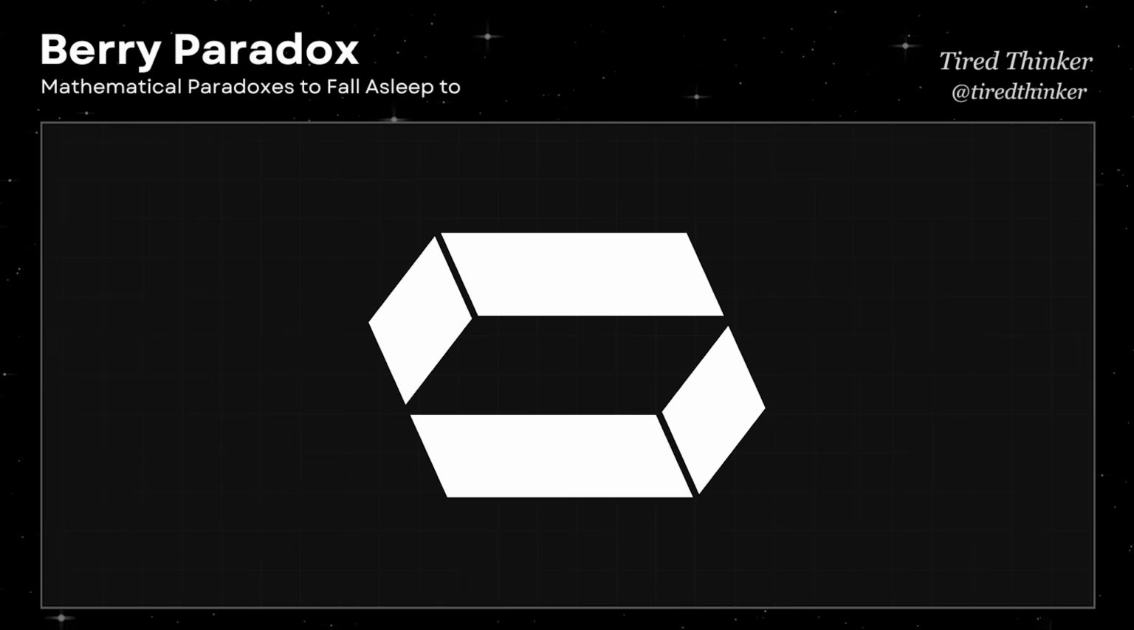However, trouble appears when we consider the phrase, "the smallest number not definable in under 11 words." At first, this seems like a valid description, but a contradiction emerges. The phrase itself has only 10 words, which means it defines the number it claims cannot be defined in under 11 words. This paradox challenges how we think about definitions, language, and logic.